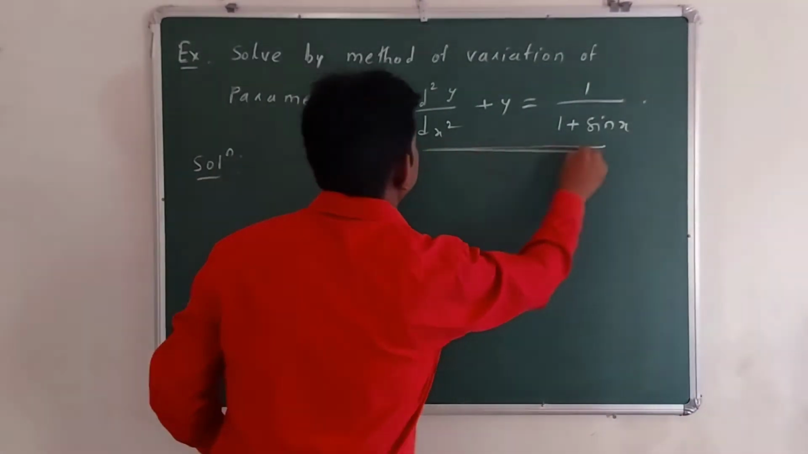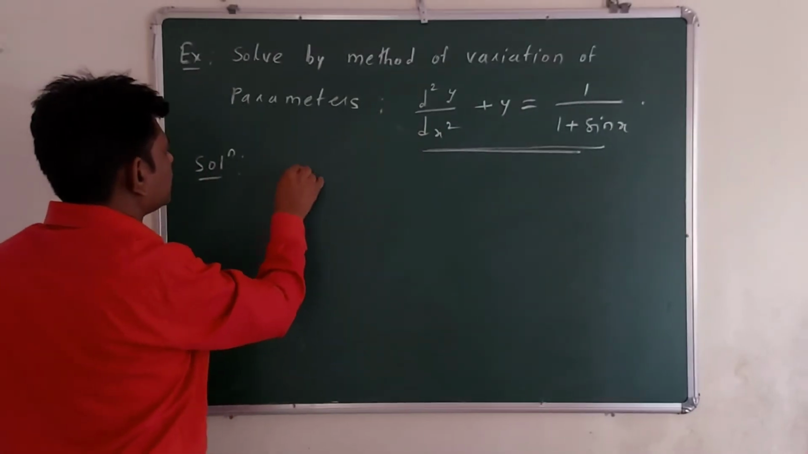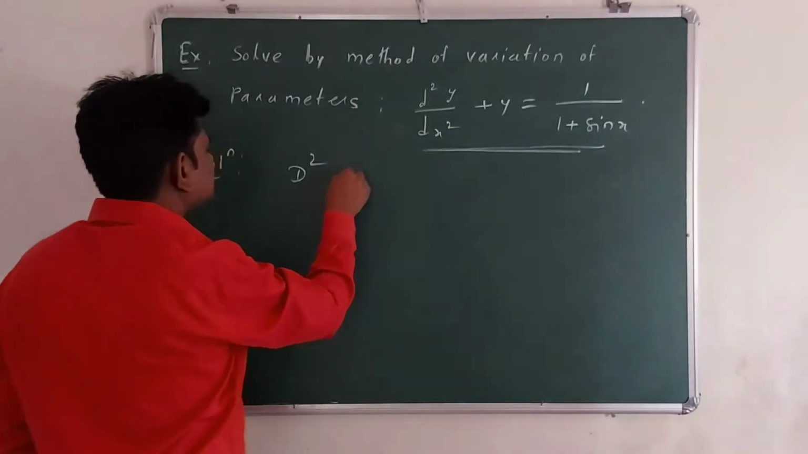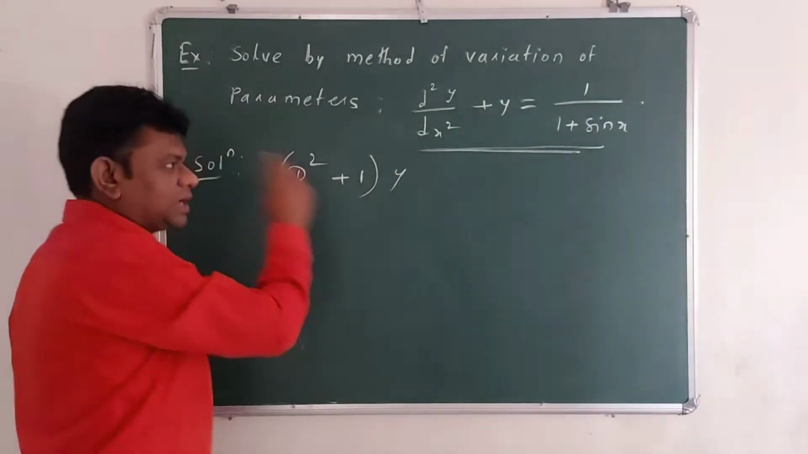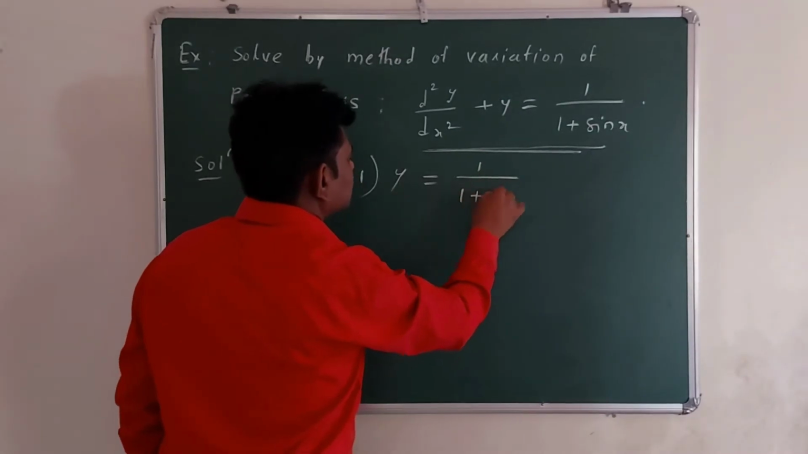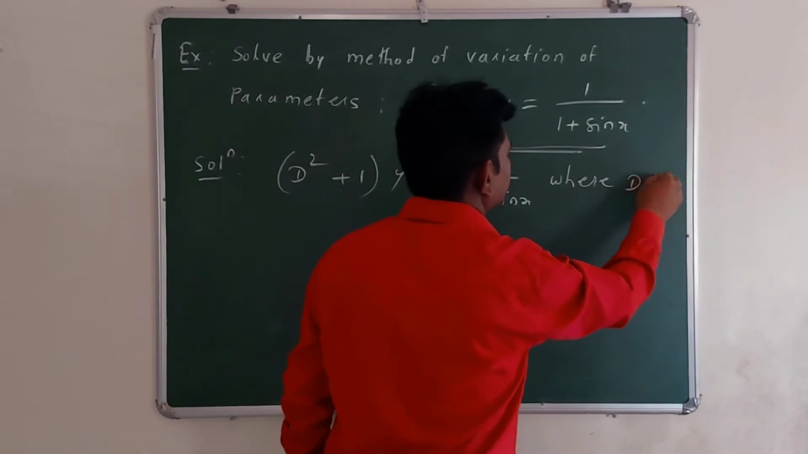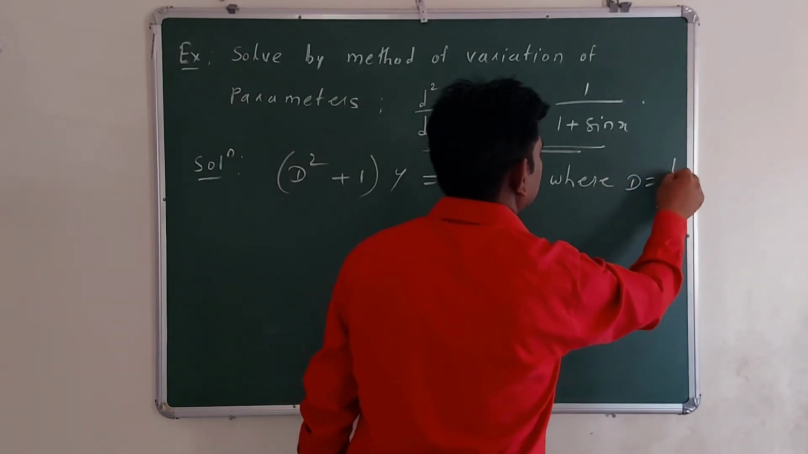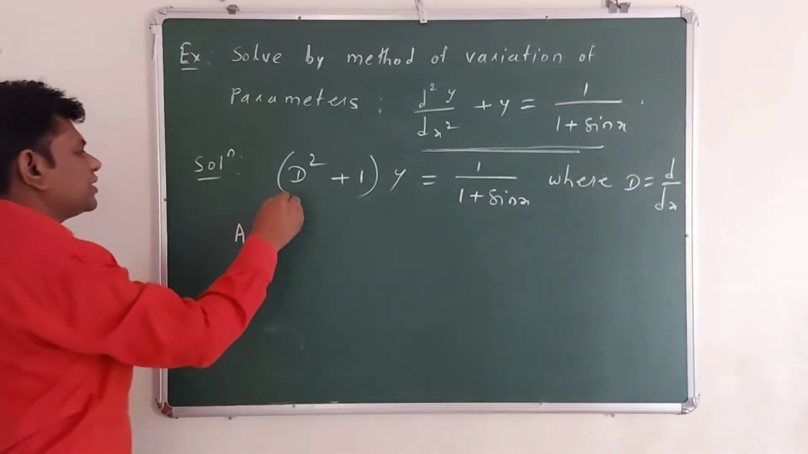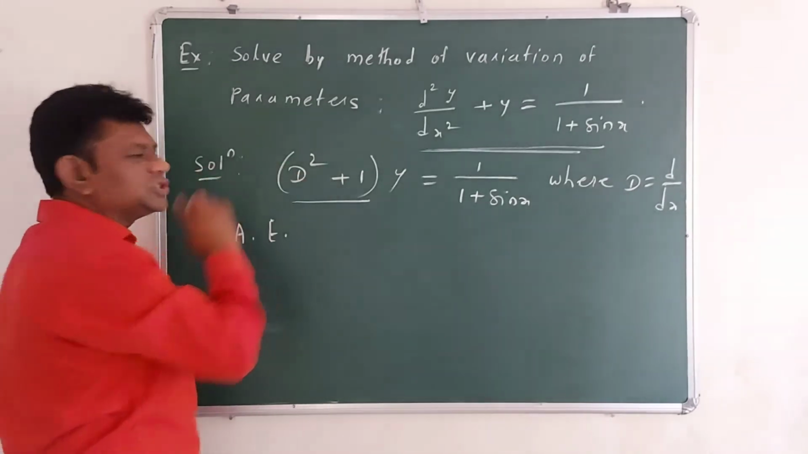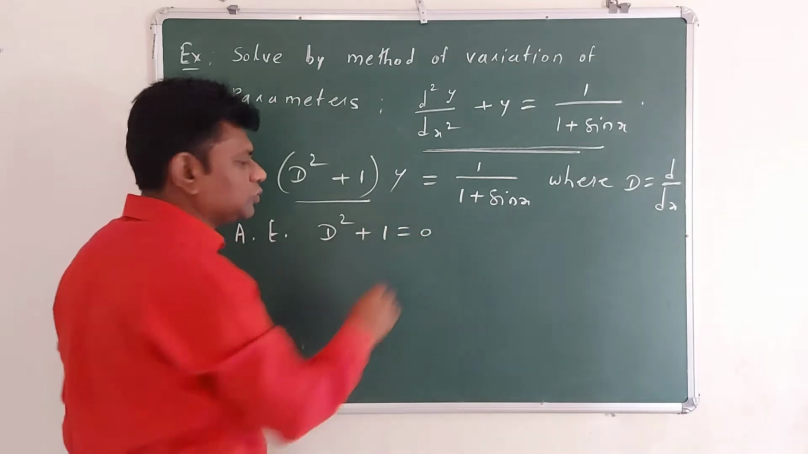First we write the symbolic form of the given problem. d²y/dx² we write as (D² + 1) y. So (D² + 1) y = 1/(1 + sin x), where D means the differential operator, equal to d/dx. Now the auxiliary equation is obtained by equating D² + 1 to 0, that is D² + 1 = 0.